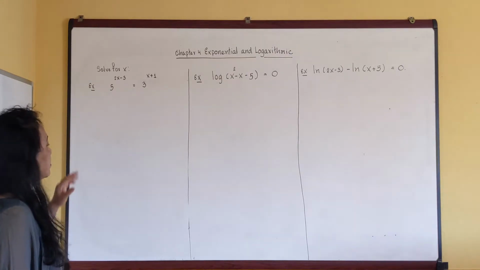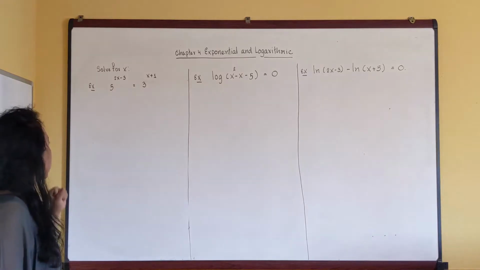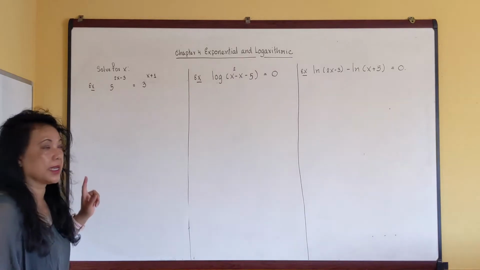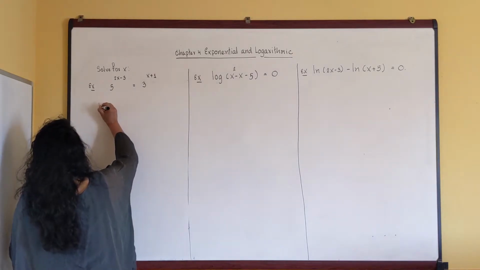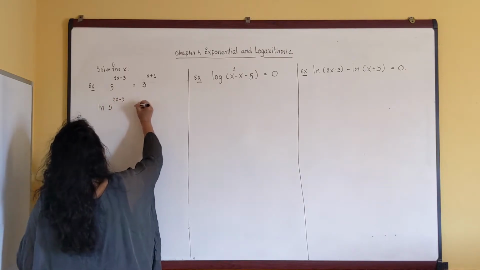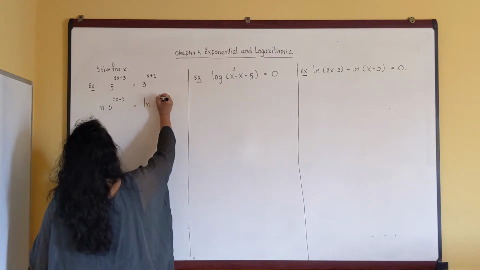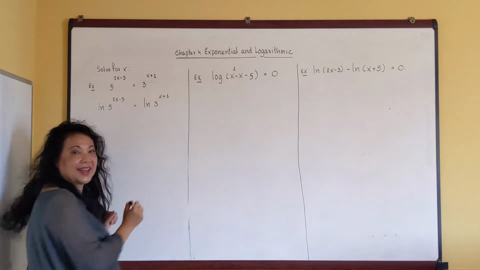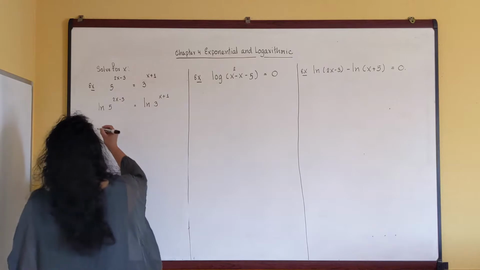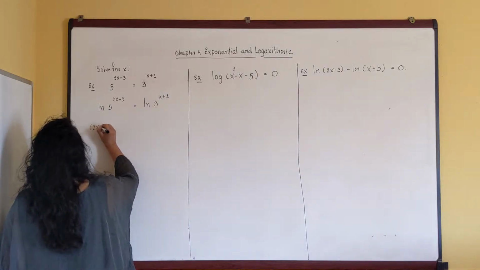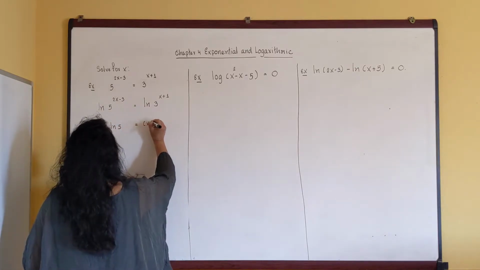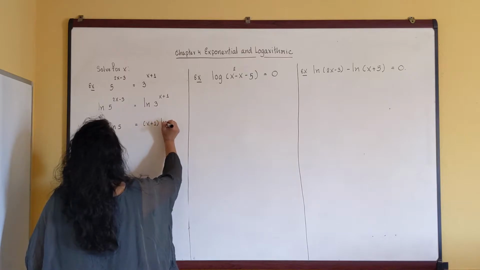So what I'm going to do is try to bring the x down. I'm going to take log of both sides. You can take log base 10, base e, or any base, but let's take log base e. So I'm going to have ln of 5 to the 2x minus 3 equal to ln of 3 to the x plus 1. Next step, I'm going to use the power rule and bring the exponent up front. So I'm going to have (2x minus 3) ln 5 equal to (x plus 1) ln 3.